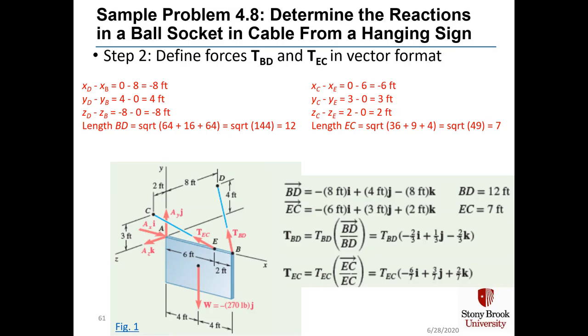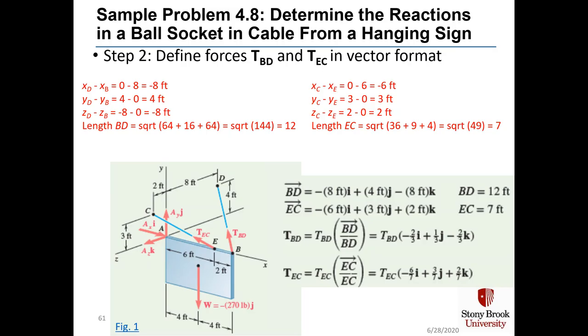As always, in determining the direction of a vector, we have to determine which point is point 2 and which point is point 1. So for vector T sub BD, point D is point 2 and point B is point 1. X sub D is equal to 0, and X sub B is equal to 8. So therefore, X sub D minus X sub B is equal to minus 8. Similarly, Y sub D is equal to 4 minus Y of point B, which is 0, so Y D minus Y B is 4. And Z sub D minus Z sub B is equal to minus 8 minus 0, and that's equal to minus 8. The length of BD is the square root of the sum of squares of 8 squared, 4 squared, and minus 8 squared, and you get 12.